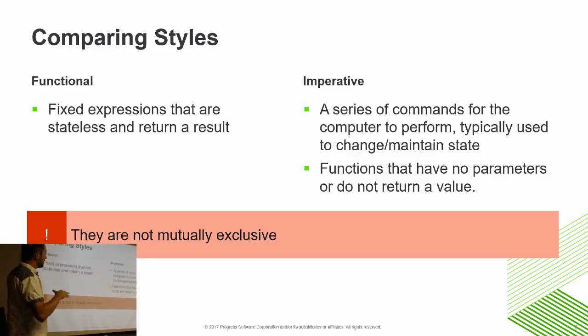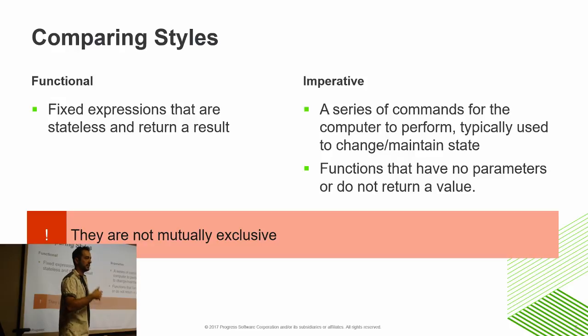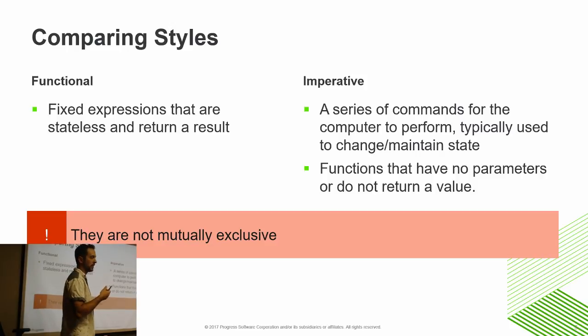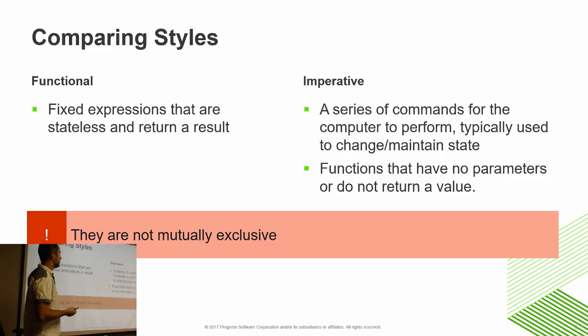So if we compare styles from JavaScript or an object-oriented programming language, we'll find that we use a lot of fixed expressions. We do things very imperatively, or step by step, to create and maintain state in an application and create our programs that way. Through functional programming, we do things more of an imperative way.